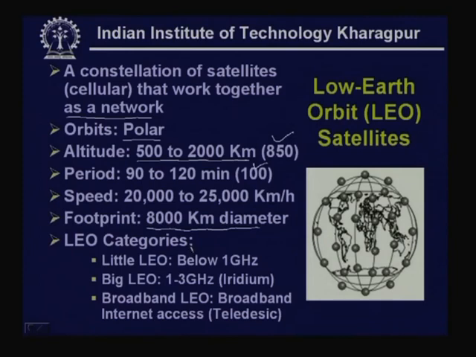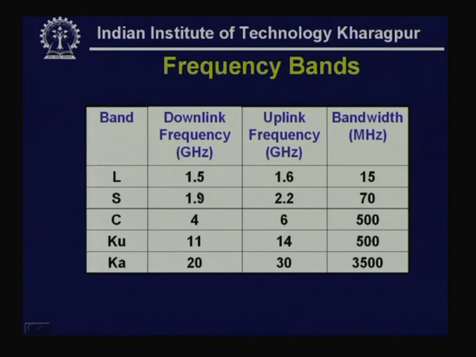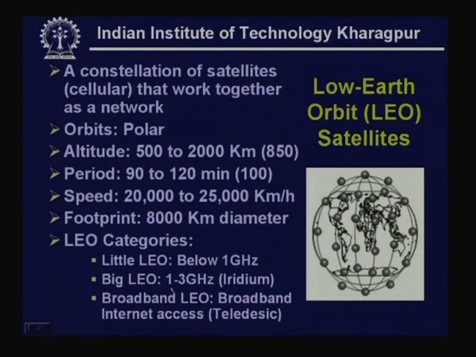And the LEO satellites can be broadly divided into types. First one is known as little LEO. In little LEO, they communicate at less than 1 gigahertz range. For example, we have seen that less than 1 gigahertz range is lower than the L band. Then the big LEO uses 1 to 3 gigahertz. One notable example is Iridium, we shall discuss about it. And the third category of LEO satellites is used for broadband internet access, and one notable example is Teledesic. I shall discuss more about these two systems, Iridium systems and Teledesic systems.